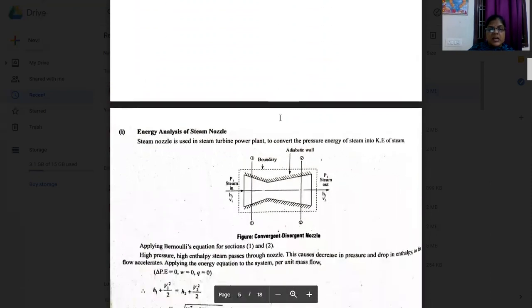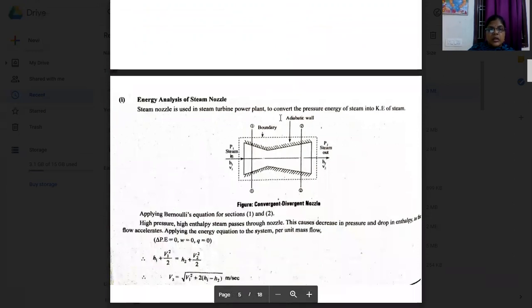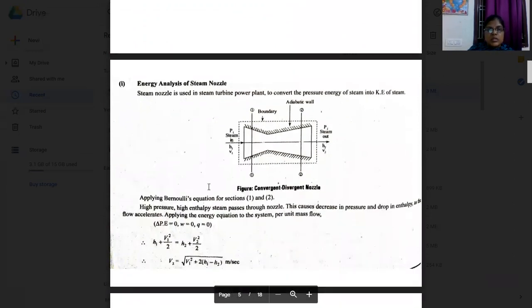So here it is the steam nozzle. A steam nozzle is used in a steam turbine power plant to convert pressure energy of steam into kinetic energy of steam. So pressure energy of steam to kinetic energy of steam. Here this is a convergent and divergent nozzle.